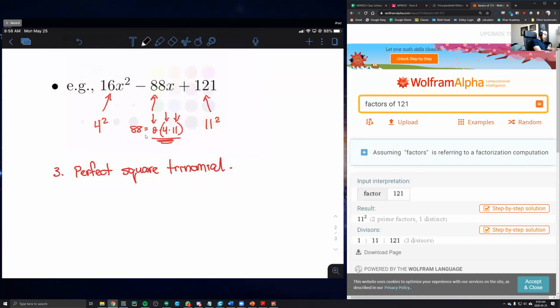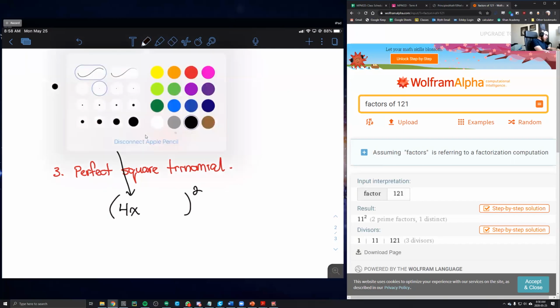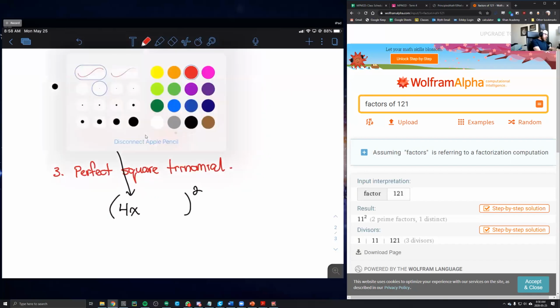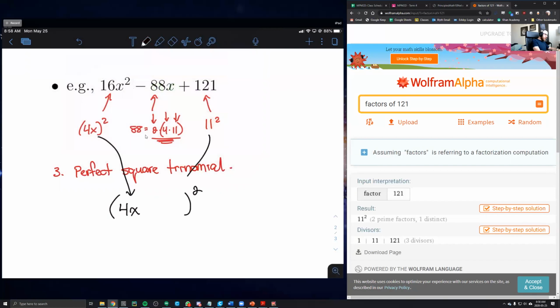With this, the way that we set it up, we're only going to have one bracket that's squared. The first piece is going to come from the first term, so that's going to be 4x in this case. Actually, I have to be a little bit careful. Instead of writing 4 squared, I really should have written 4x squared. So we have 4x, and then we get the other piece from the 11. So 11 goes over there. And then the sign in the middle becomes the sign that we include in our brackets here. So we'll have (4x - 11) squared.